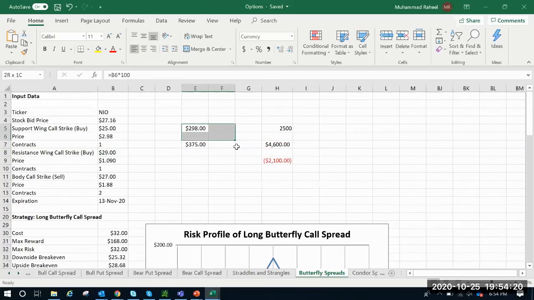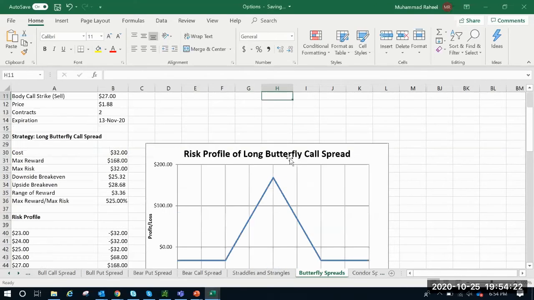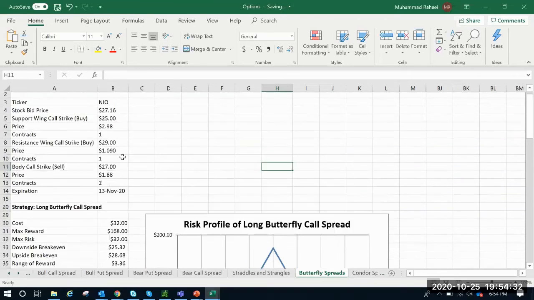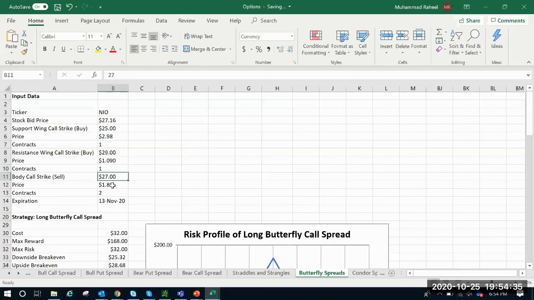Now, what is the mechanics of this whole thing, right? The best case scenario is if it stays at 27, then that's a really good outcome for you. Why? Because at 27, all that time value you sold, you capture. So 2 contracts, 100 shares times the 188, we get to keep that 375, because let's say it expired and the stock price was 26.99.